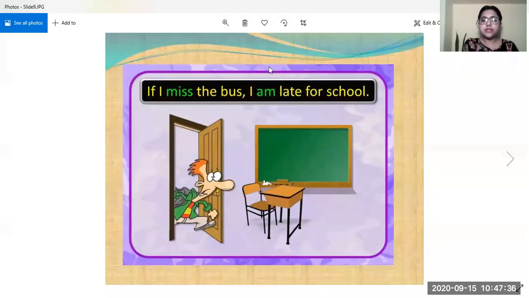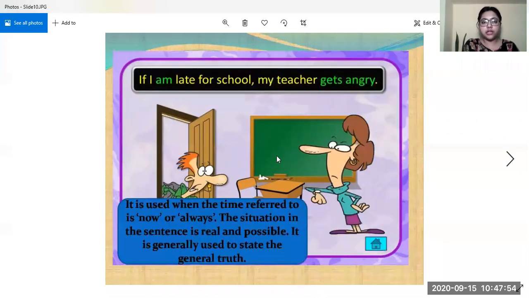Then, if I miss the bus, I am late for school. Again, here is the other condition. If I miss the bus is also a simple present. Here, I am late for school is also a simple present. So this again becomes a zero conditional. Now let us look at the last sentence, that is, if I am late for school, my teacher gets angry. So again both the parts of the sentence have what? They have simple present tense. So therefore it is a zero conditional sentence.